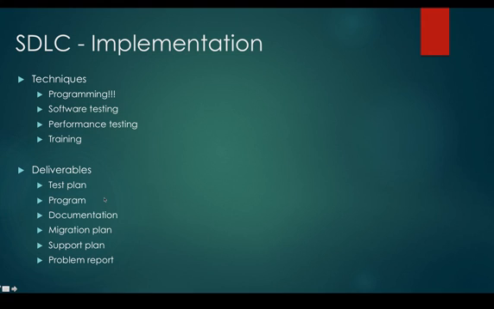Some possible deliverables here: test plan. Okay, test plans are good. We'll talk about those later. Any sort of documentation to support the system, migration plan. Maybe you're rolling out a CRM. Maybe you built your own CRM and you're migrating users from Sugar or Salesforce or something. I don't know. Support plan and problem report.